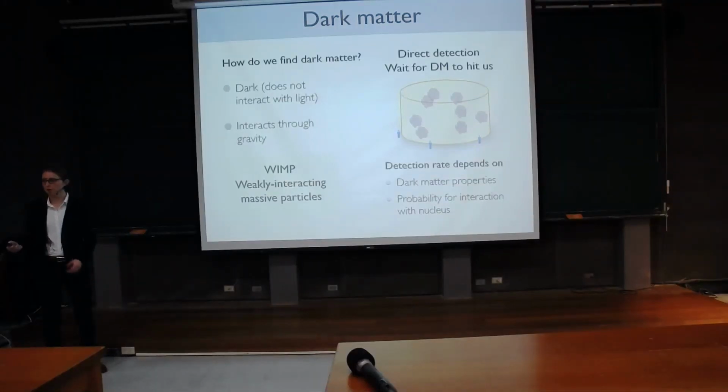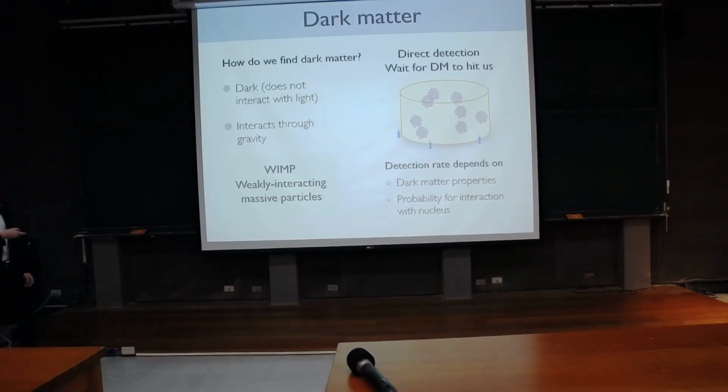Detection rate depends on the properties of dark matter, which is what we'd like to see, what we'd like to learn about, and also the probability for the interaction with the nucleus, since that's what we build our detector on.